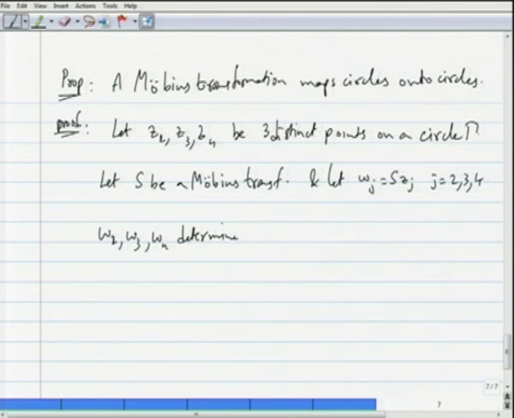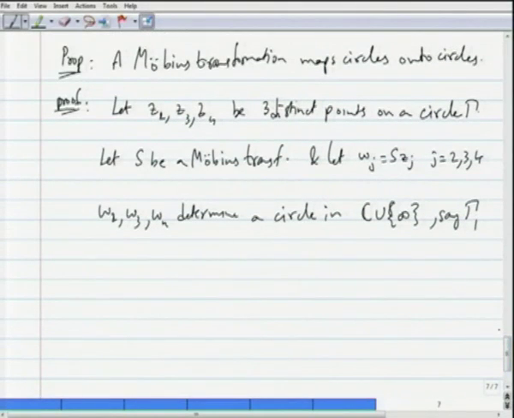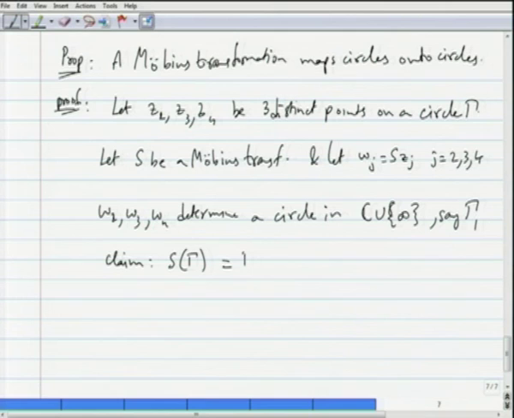Any three points determine a circle. These W2, W3, W4 have to be distinct because z1, z2, z3, z4 were distinct, and S is a Mobius transformation. So these determine a circle in C union infinity, which we will call gamma 1. The claim is that S for now maps just three points z2, z3, z4 to W2, W3, W4, and there is a circle determined by z2, z3, z4 and one by W2, W3, W4. So the claim now is that S takes all of gamma onto gamma 1.